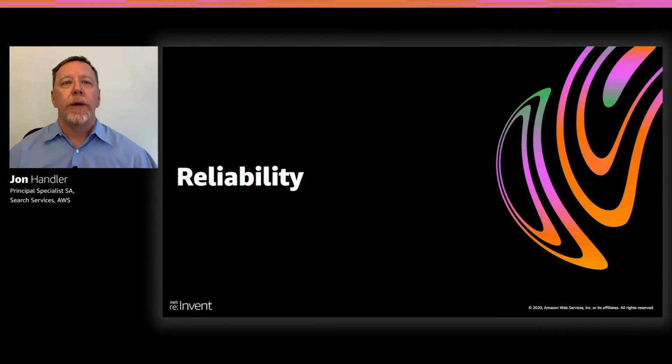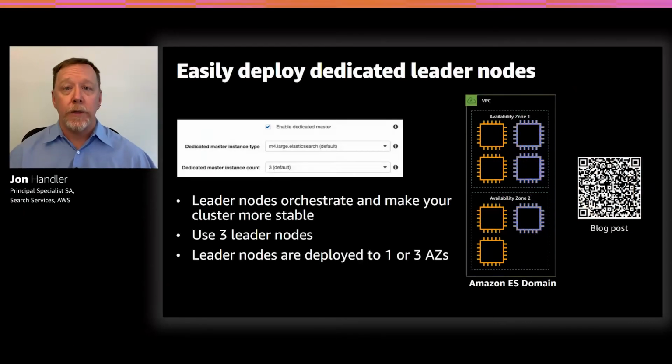As you own and operate Amazon Elasticsearch service, it's important to take advantage of a couple of features in the service that give you better reliability, stability, and durability. The first of those is to employ dedicated leader nodes. Leader nodes orchestrate the cluster, they hold the cluster state, they maintain the cluster status as a cluster. Every Amazon Elasticsearch service domain, every Elasticsearch cluster has a leader node. That leader is elected based on the eligible nodes.